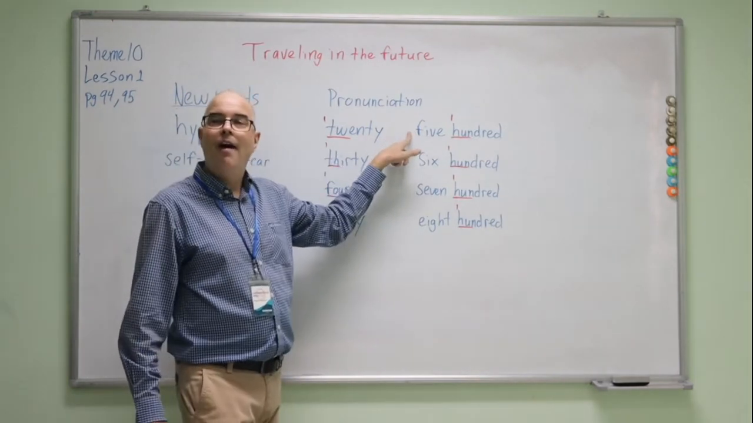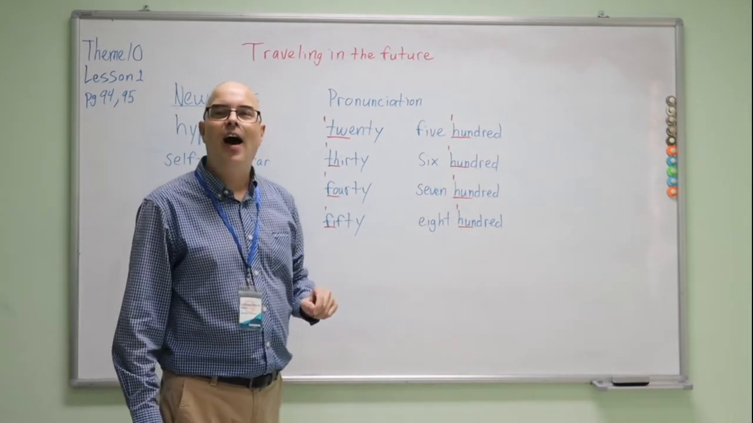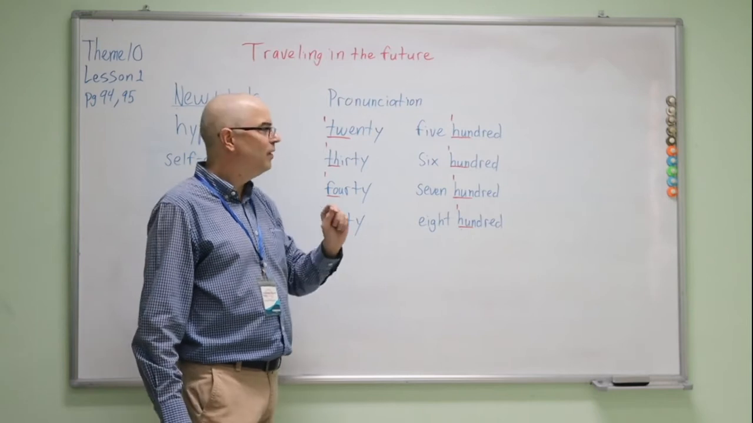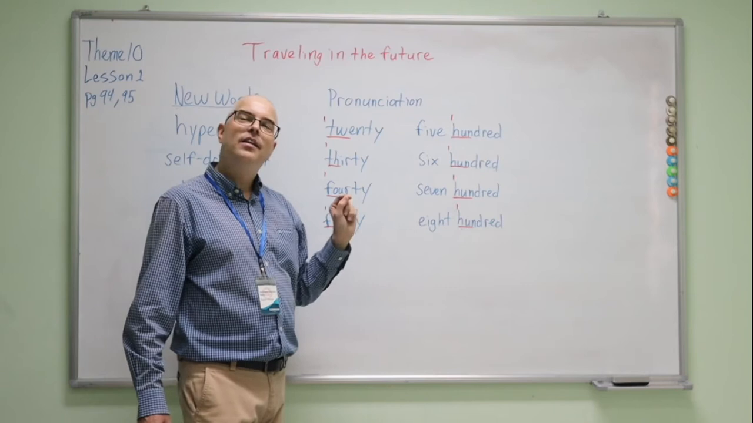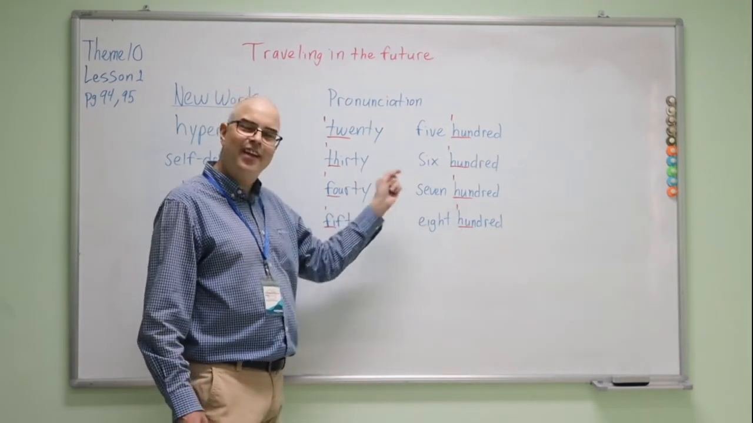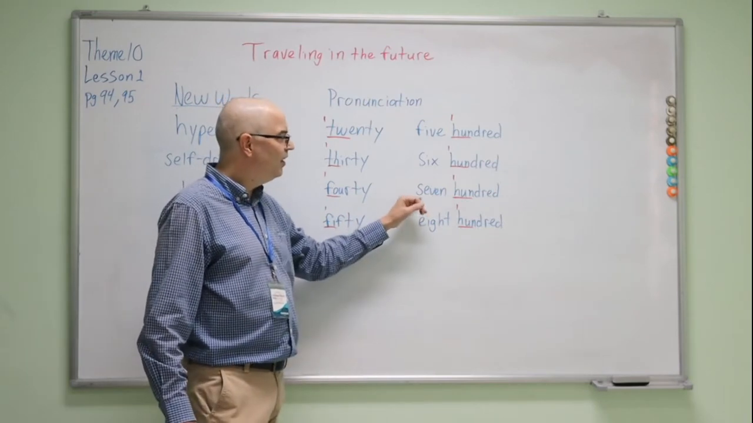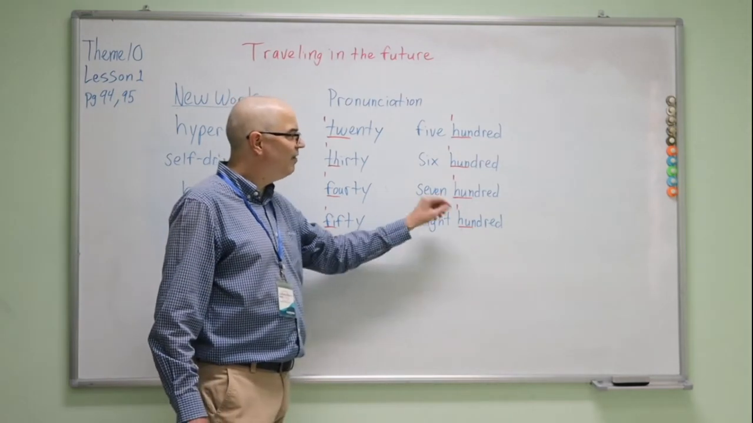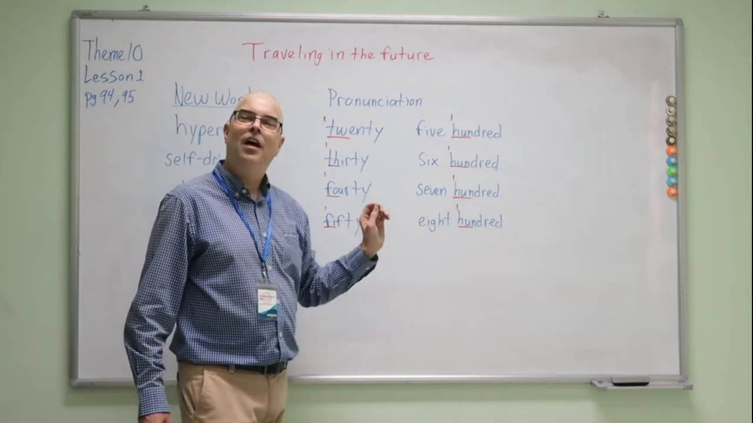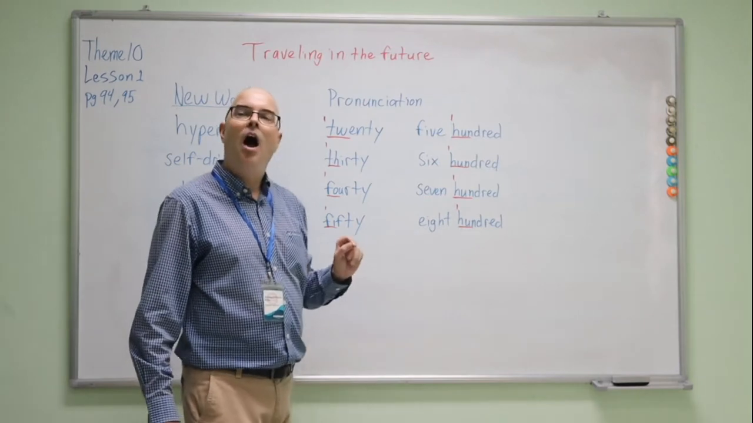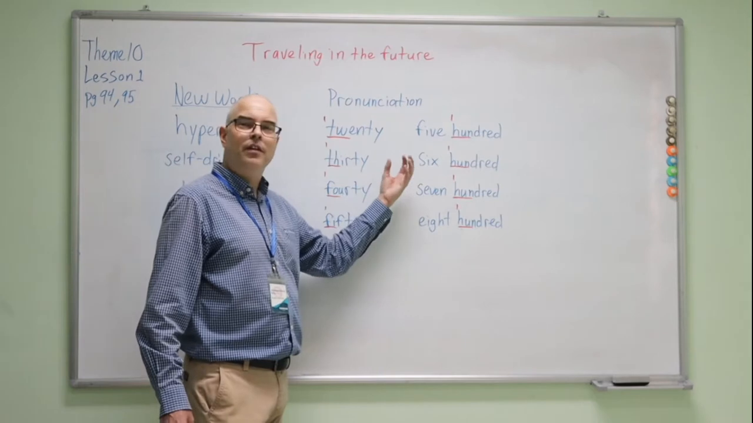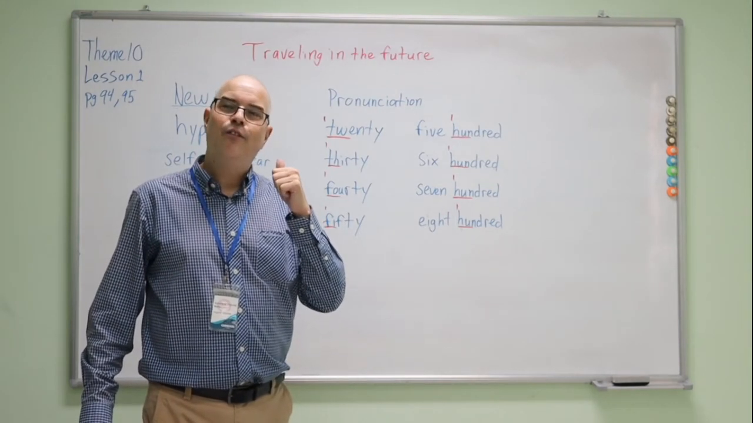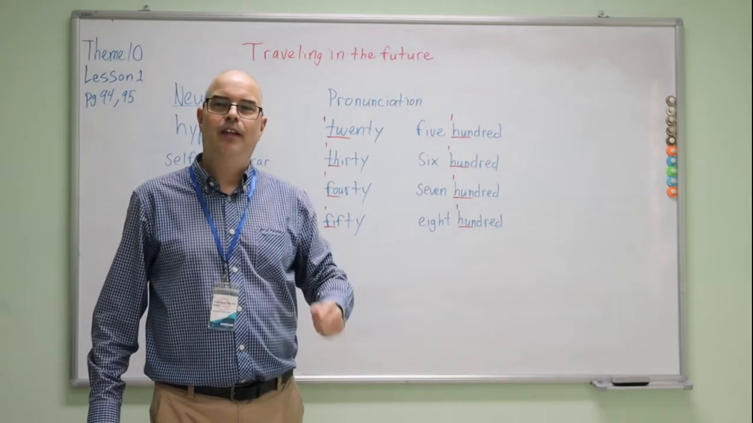Now let's try here. 500. Do you hear the syllable stress? 500. Good job. 600. 600. Good job, class. 700. 800. Class, practice pronunciation. Very key to learning English. Very important. Let's get ready for speaking practice, please.